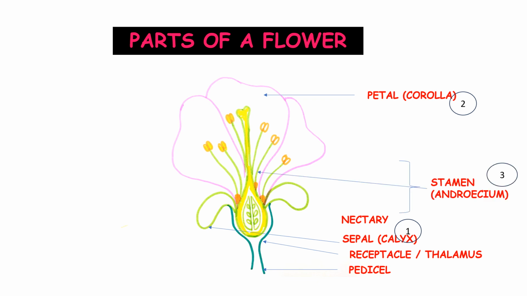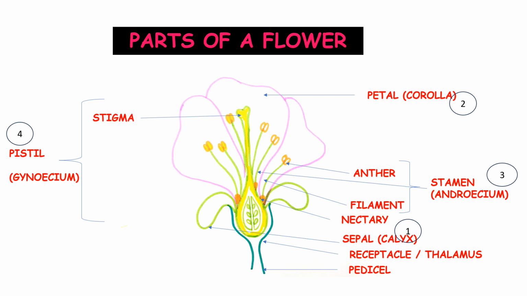Stamen, which is the androecium, is the male reproductive part. It is made up of anther and filament, and it is inside the anther that you find the pollen grains. Pistil or the gynoecium is the female reproductive part. It comprises of stigma, style, and ovary. Stigma is the sticky area, style is the tube-like structure, and ovary contains ovules. Stigma is where the pollen grains are received. The pollen tube develops and grows inside the style, and it reaches the ovary where there are ovules present inside.